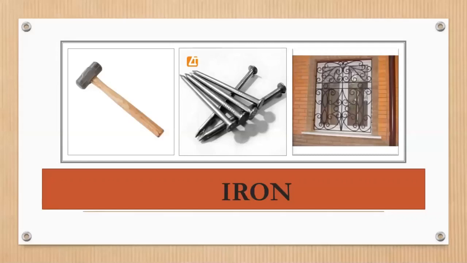Children, let us try to learn the uses of some commonly used metals like iron, aluminium, copper. Children, you can see here the objects made of iron. Iron nails, even window grills or a hammer. Many things are made of iron, right?